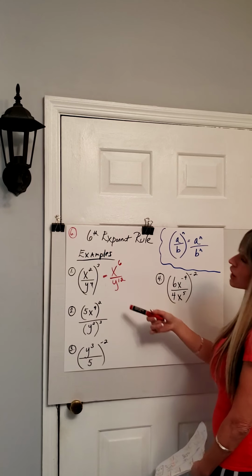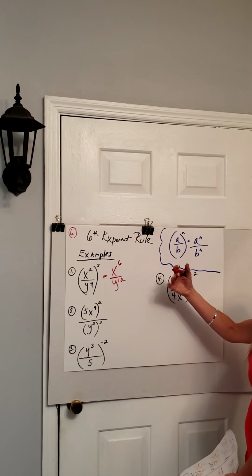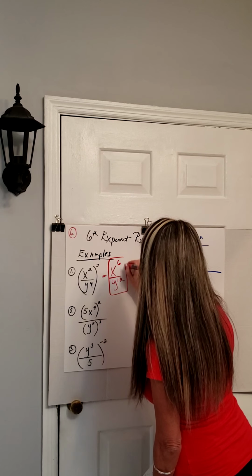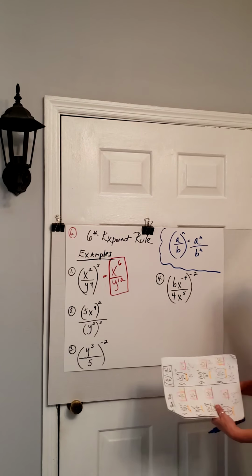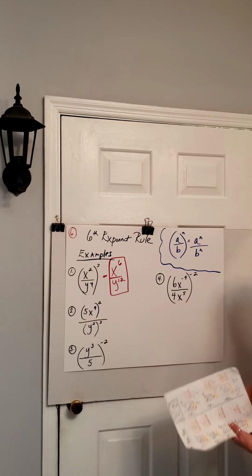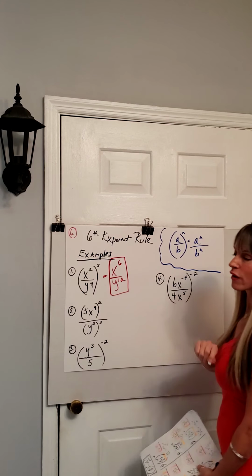Now, if they were the same letter, if they were both x's or they were both y's, then I could use the second rule and subtract them. But they're not. That's an x, that's a y, that's it. They're done. There'd be 6 of these on top and there'd be 12 of those on the bottom.